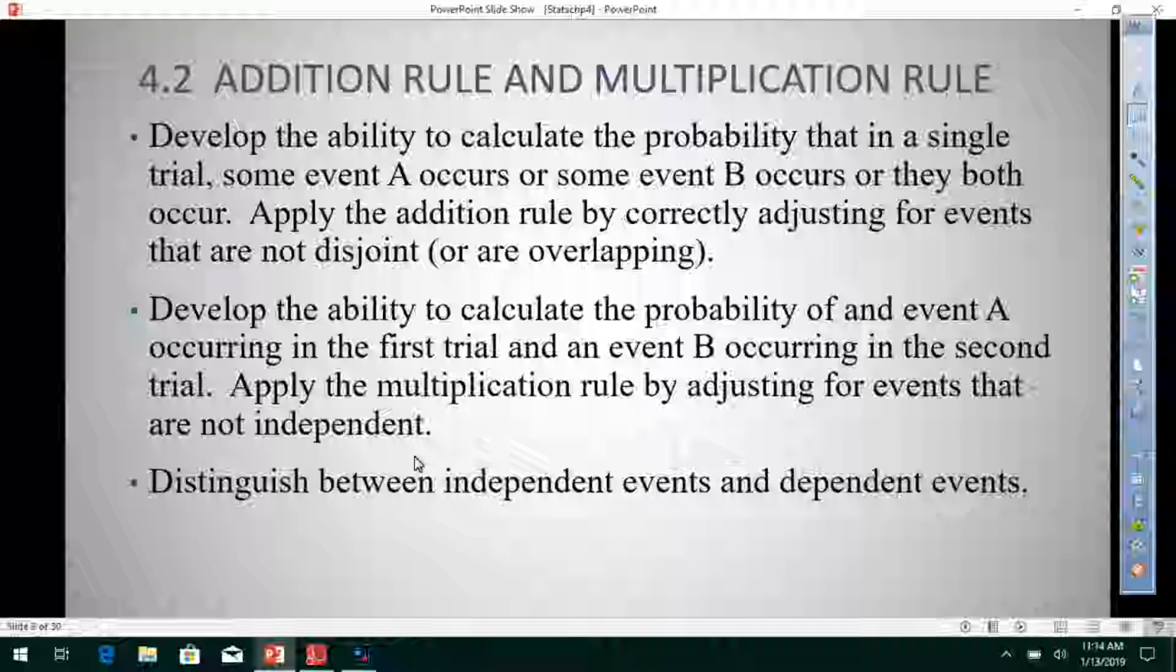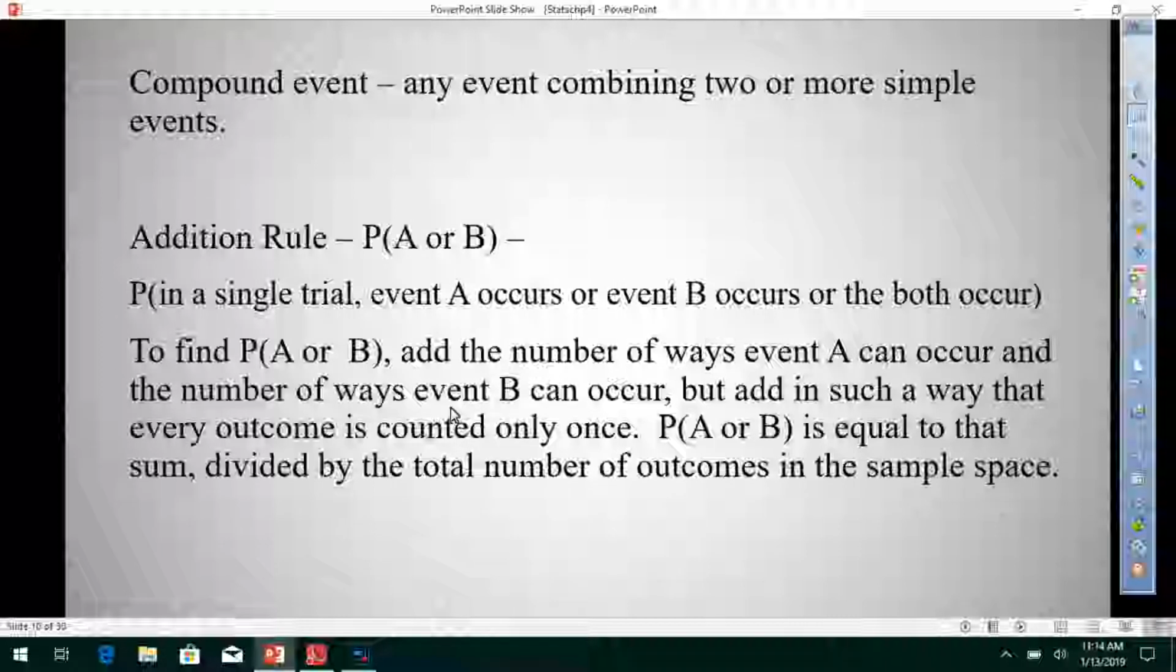Develop the ability to calculate the probability of an event A occurring in the first trial and an event B occurring in the second trial. Apply the multiplication rule by adjusting for events that are not independent. Distinguish between independent events and dependent events. All right, so that's what we're going to do.